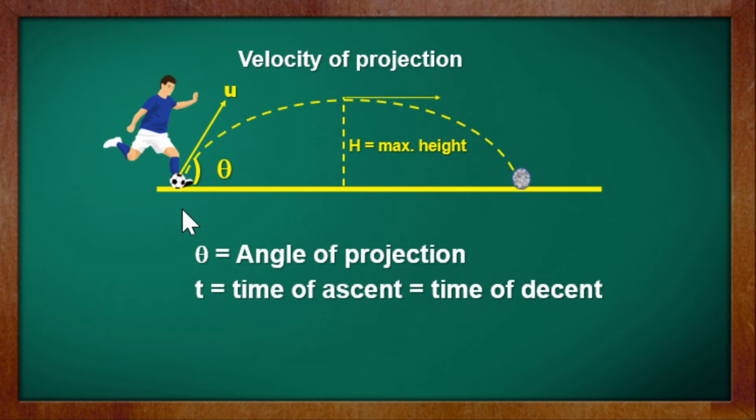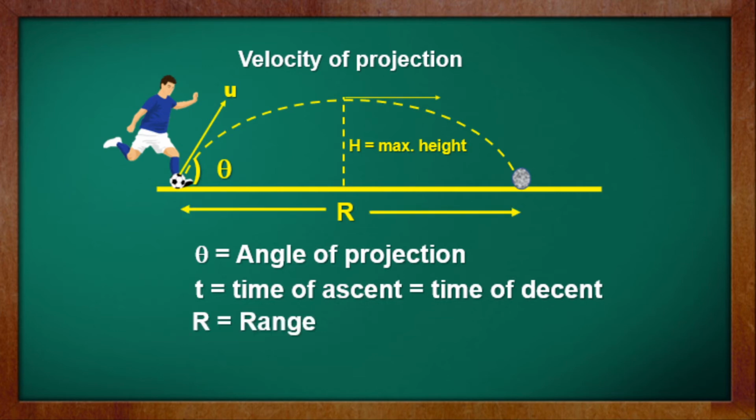By then it covers a certain horizontal distance, and that maximum horizontal distance is denoted by R, and it is called the range of the projectile. So, what is the range? It is the maximum horizontal distance covered by the projectile, called the range of the projectile.